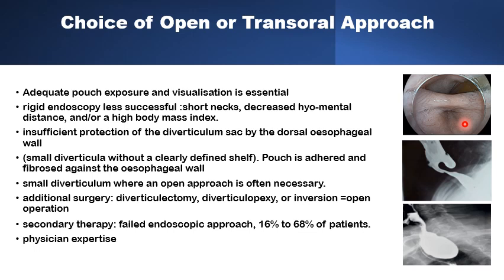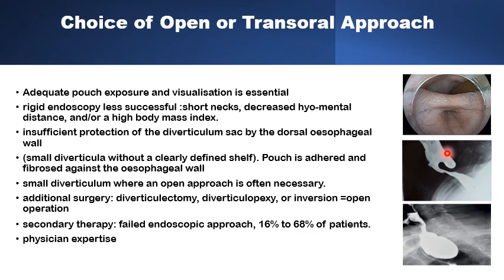Rigid endoscopy in patients who have short necks or decreased mental distance or have a large body mass index can be difficult. The other thing is very small pouches can be treated better by open approach because endoscopic removal of the septum here carries a higher risk of perforation and mediastinitis.